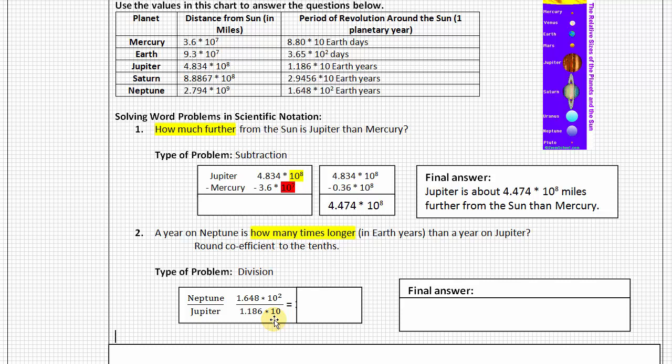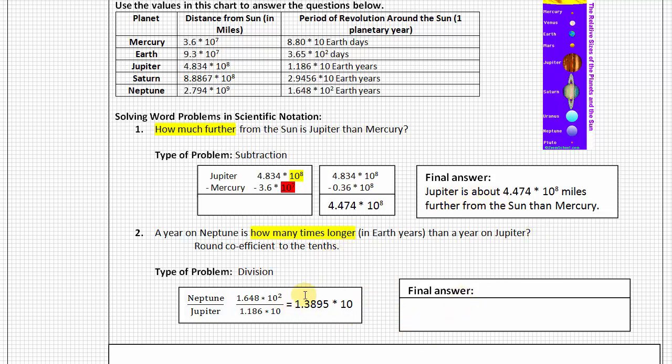Go ahead and divide that out, pausing the video if you need to, and then compare your work to mine. So if we divide 1 and 648 thousandths divided by 1 and 186 thousandths, we should get 1 and 3,895 ten-thousandths. Then when we do our power rule to take care of the powers of 10, we need to remember that there's an exponent of 1 down here on this power of 10 in the denominator, and 2 minus 1 is 1, so this will be times 10 to the first power, or just times 10.